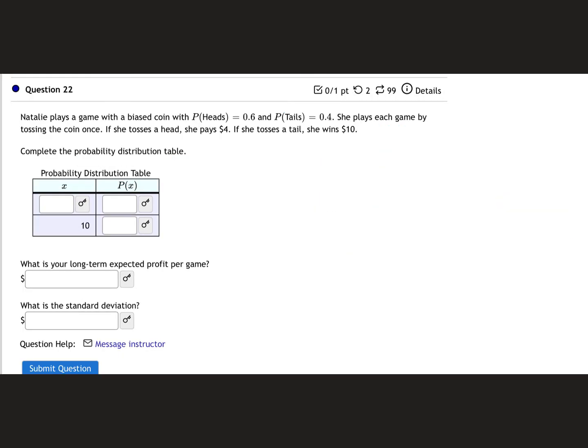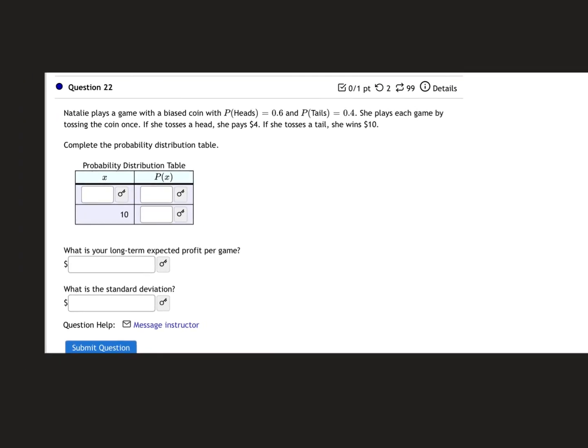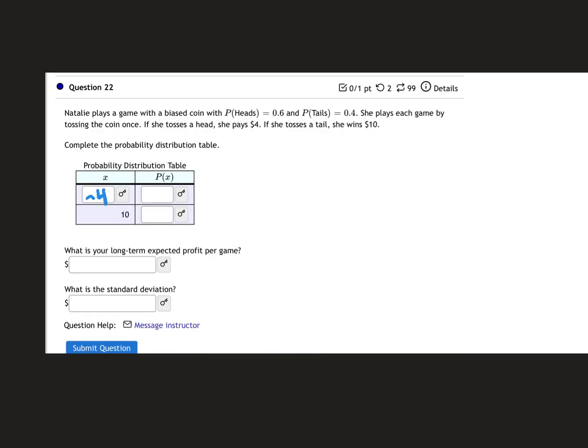Okay, and next one. Natalie plays a game with a biased coin. The probability of heads is 0.6 and tails 0.4. She plays each game tossing once. If she tosses heads, she loses $4. If she tosses tails, she wins $10. So this would be a -4 because she loses $4, and here she wins $10. The probability of getting heads is 0.6 and of getting tails is 0.4.